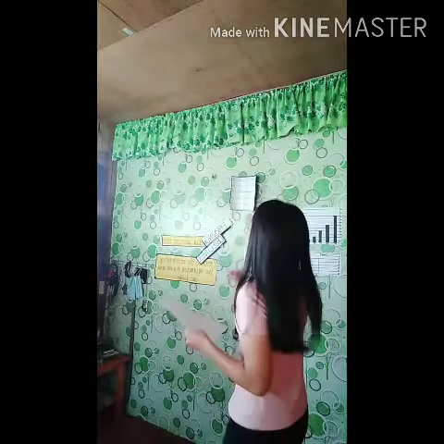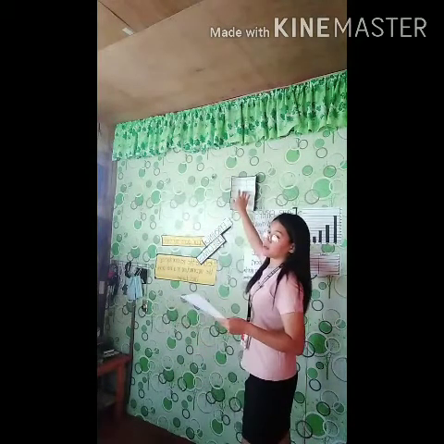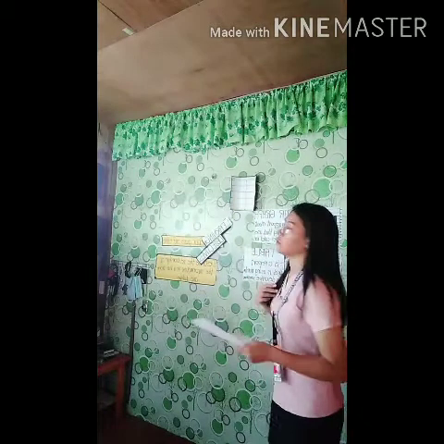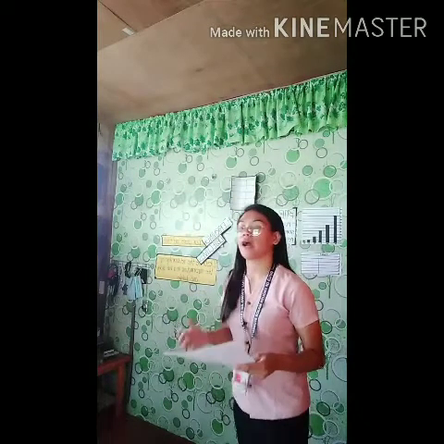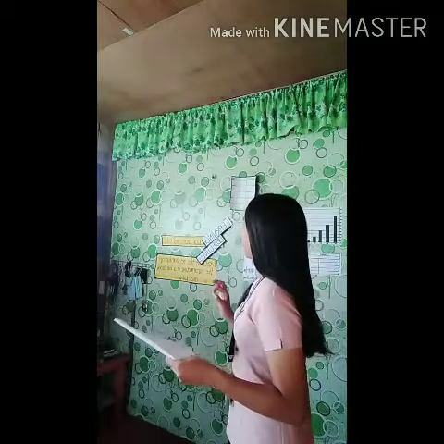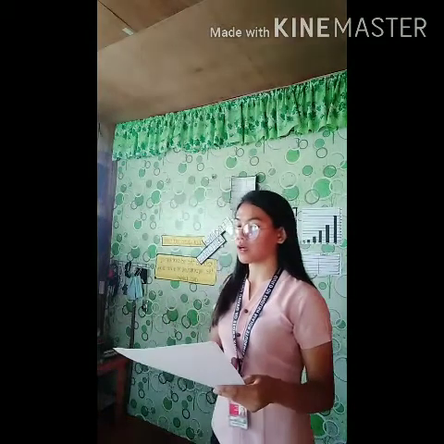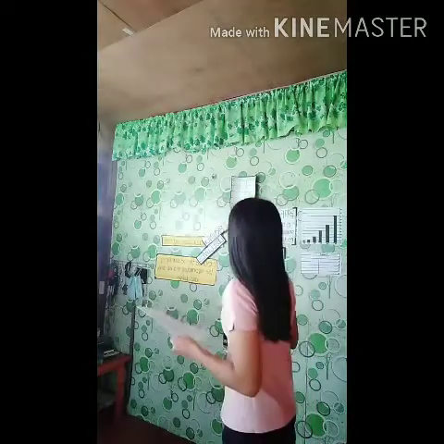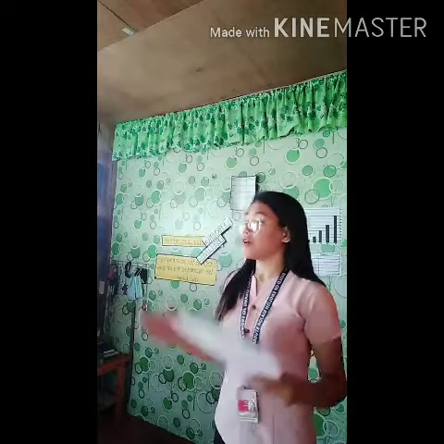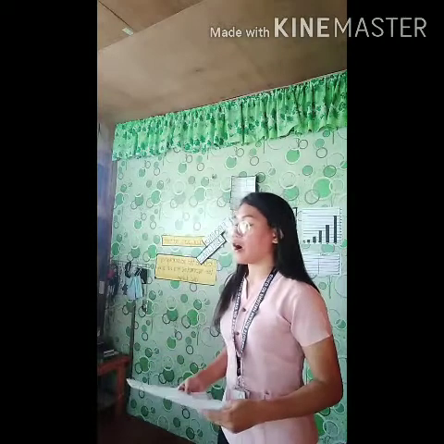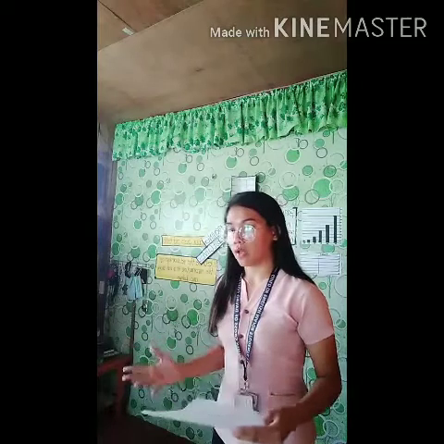Okay, and how many pigs are there? Okay, very good. There are 15 pigs found in Aling Susan's farm. Okay, very good. And how about cows? Okay, there are 40 cows. Okay, very good. And then how many animals are there in all? Okay, very good. There are 75 animals in all. Okay, very good.